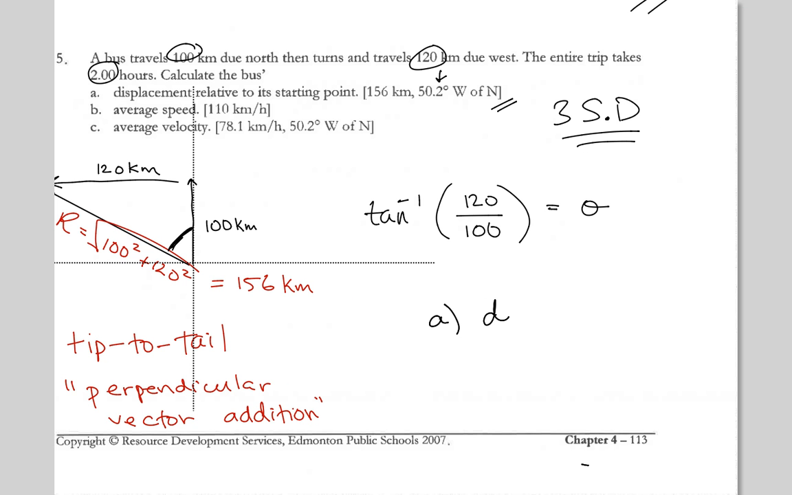A is the displacement, which just combines the magnitude of the hypotenuse and the direction of the hypotenuse. And you can see the answer right there in the square bracket. Now let's take a moment to talk about B and C. How to do B, average speed.